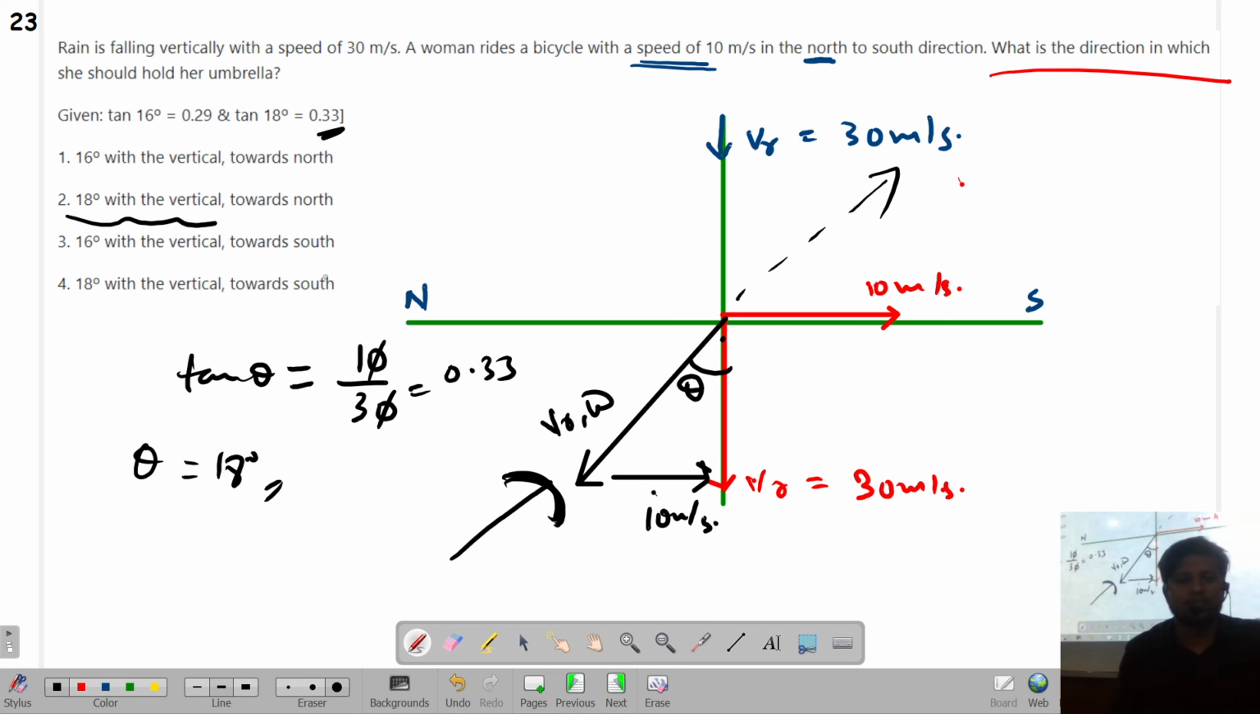So which option is correct? Option D, 18 degree with the vertical and towards south. Many people will click 18 with the vertical towards north, because they look at this resultant, but they will not see that it is asking the case for the umbrella, not the rain with respect to the woman. These are the silly things which you will do wrong.